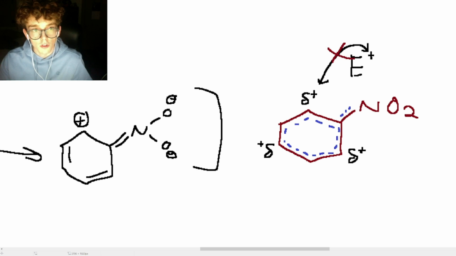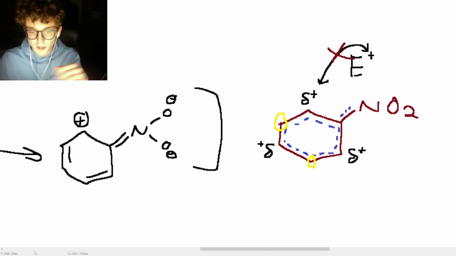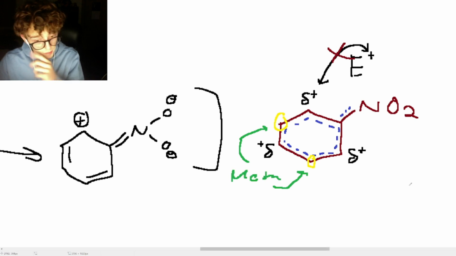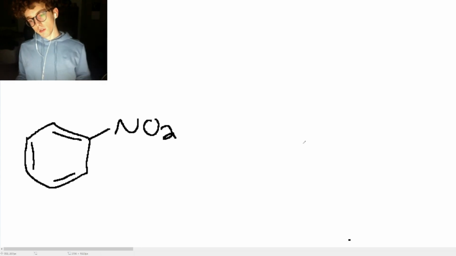Instead, an electrophile would much rather go to a place where there is some electron density, which would be right here or right here. And we know that it's 1, 2. And specifically, ortho-meta-para, that only really involves benzene rings. And in this case, it will only go to the meta position. So meta only.